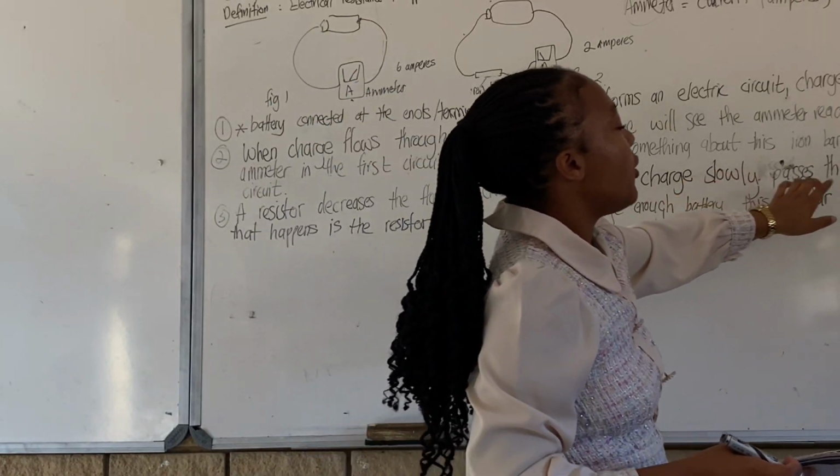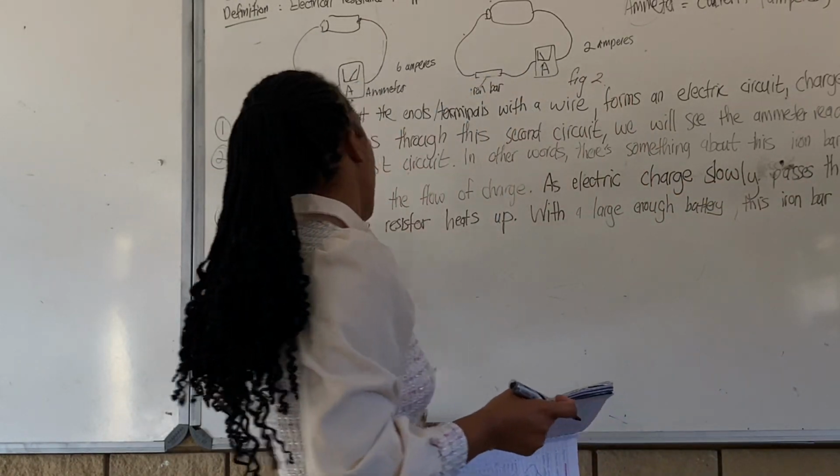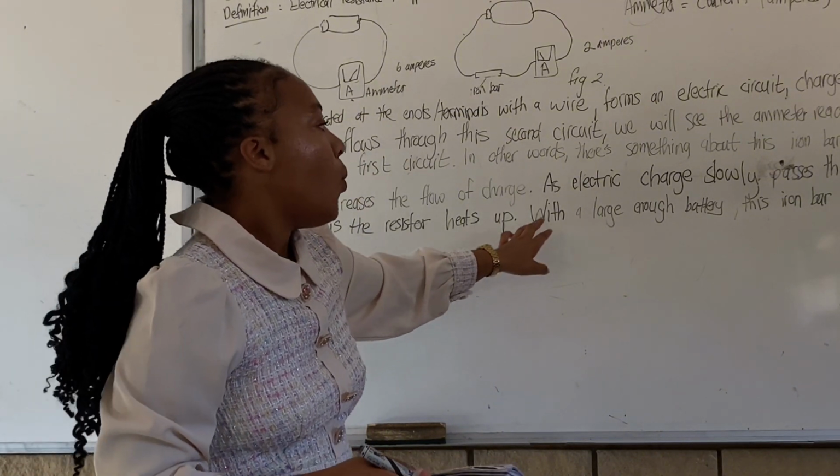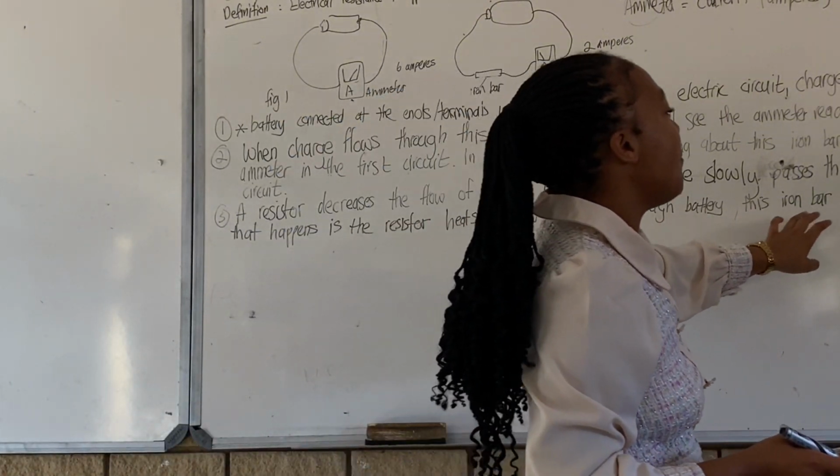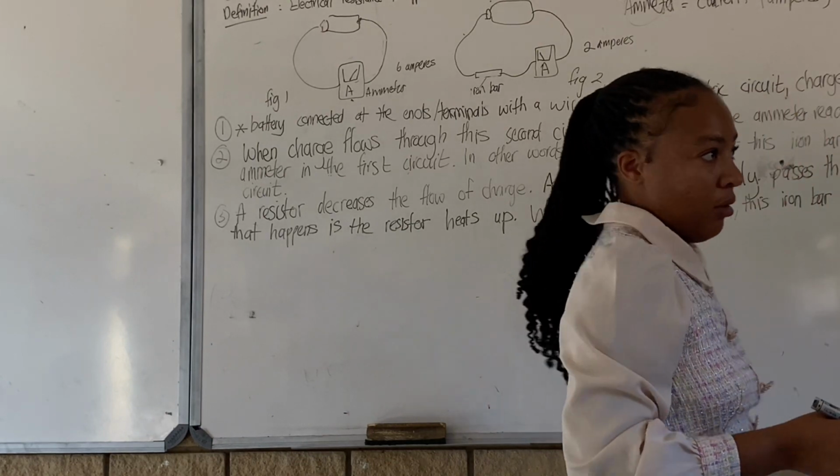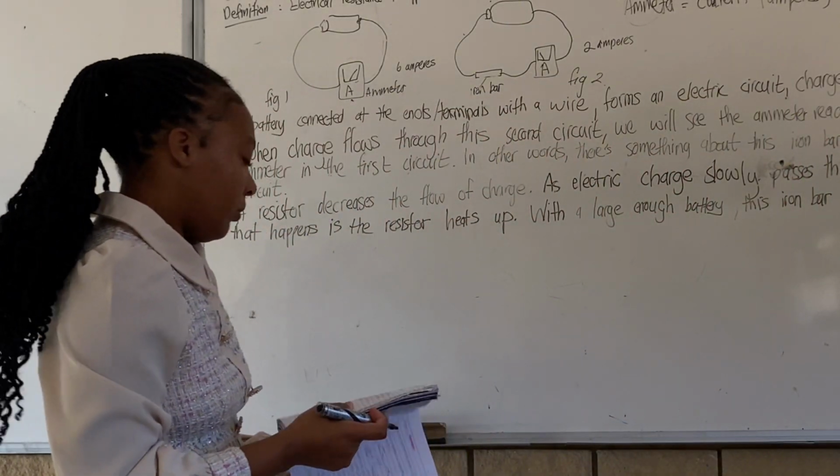Charge slowly passes through a resistor. Another thing that happens is the resistor heats up. With a large enough battery, this iron bar will get too hot to touch. Right?